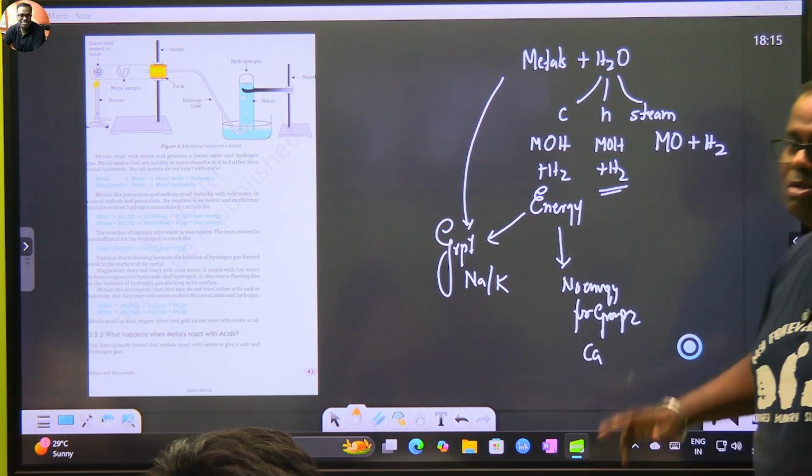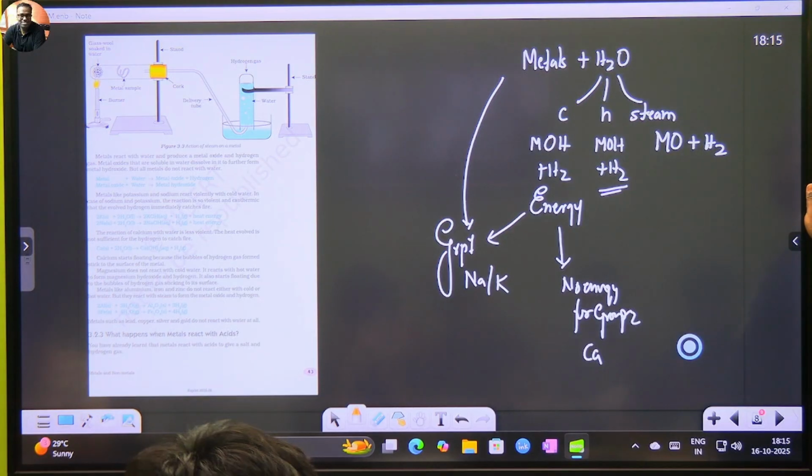You float because the bubbles of hydrogen stick to the metal surface. So what all did we understand? With cold water, group 1 will react. They will release hydrogen. They will release a sufficient amount of heat energy to make the reaction more violent.